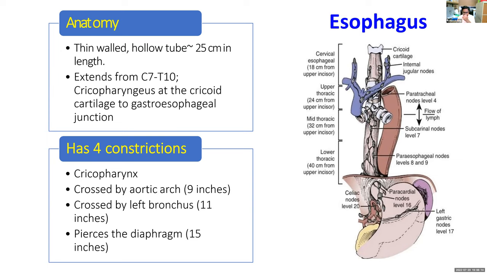These are the constrictions we need to consider when we look at the barium swallow and other imaging. We need to understand that these are not strictures. These are anatomical constrictions that are accepted as normal.